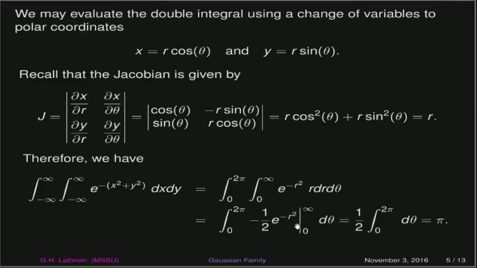So integrating with respect to r, this is possible to do with just a u substitution. So what do we have? The integral of e to the minus r squared r dr becomes negative 1/2 e to the minus r squared from 0 to infinity. Well, that just has a value of 1/2, which leaves us with 1/2 times the integral from 0 to 2 pi of d theta, thereby just giving us a value of pi.